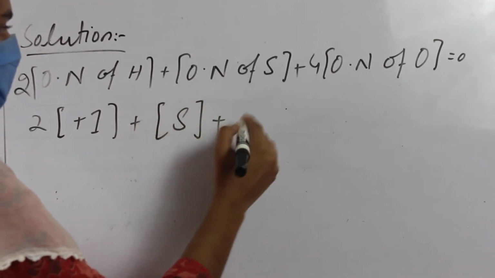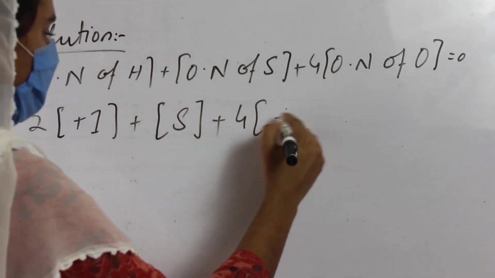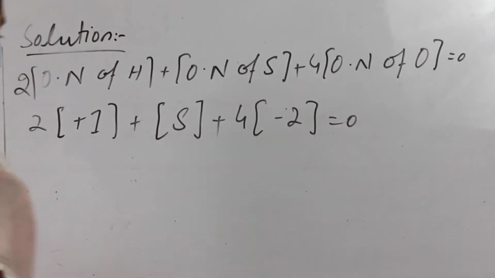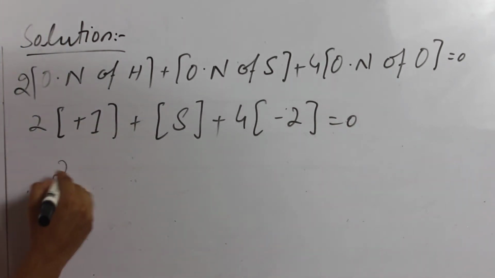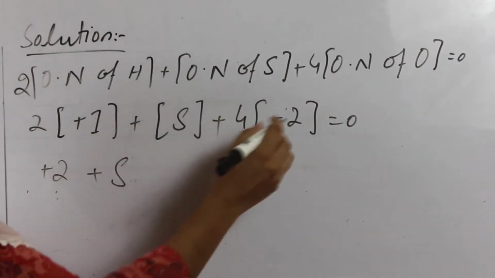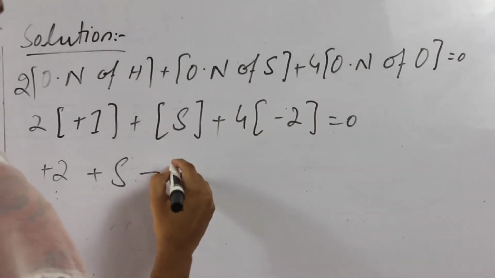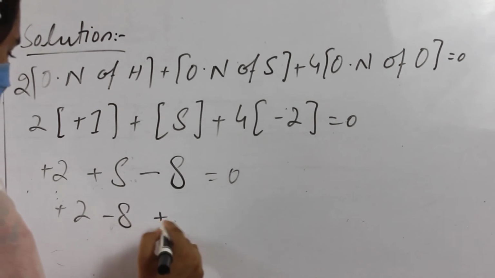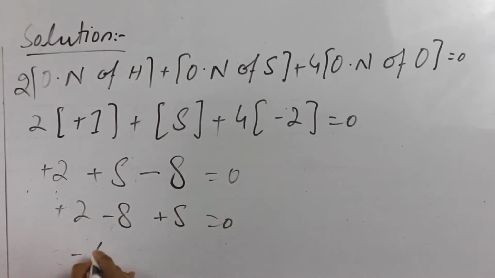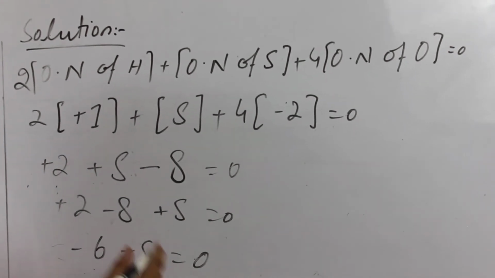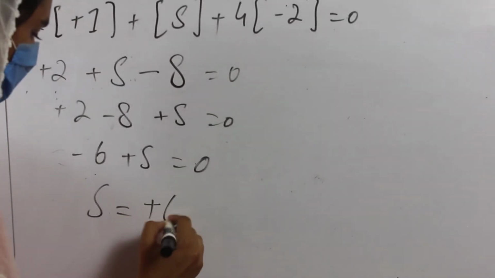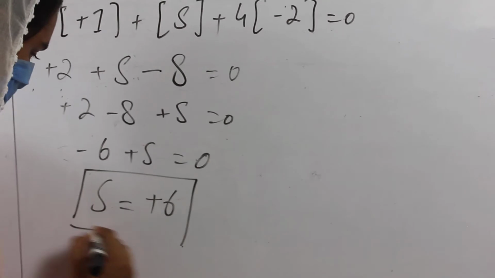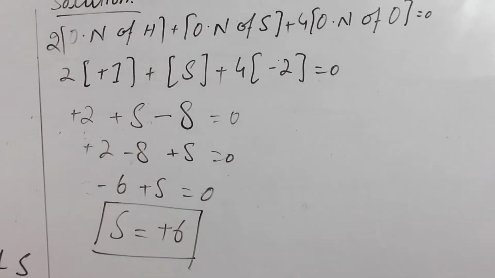Sulfur, calculate, and the oxidation number of oxygen is -2. 2 ones are 2, plus minus 4 multiplied by 8, plus 2 minus 8 equals -6. After changing the position, -6 changes into +6, that is the oxidation number of sulfur.